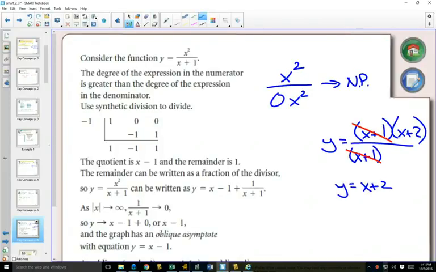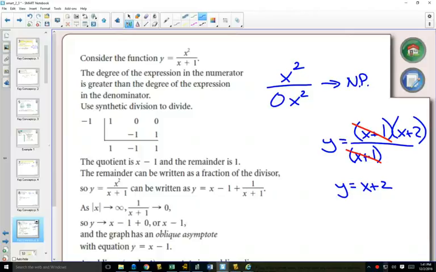You know what the graph of x plus 2 looks like? You could graph it and draw the hole in there. But if nothing simplifies and you check your biggest degree and you get something that's not possible, it means that you're going to have an oblique asymptote. The hard thing about oblique asymptotes is labeling their equation.